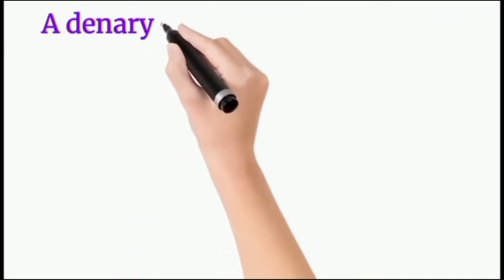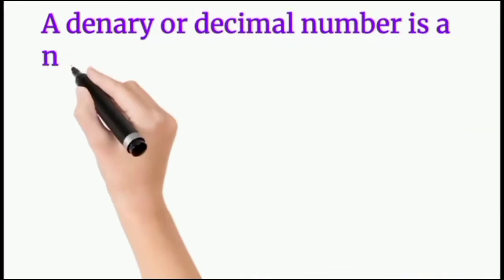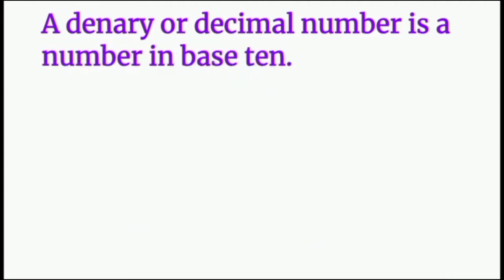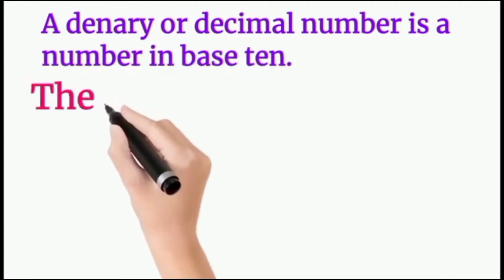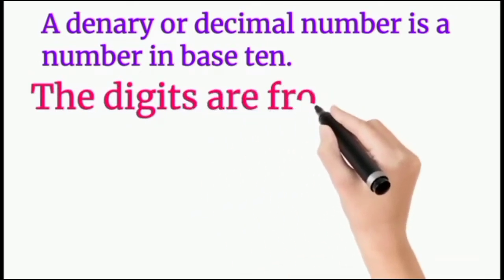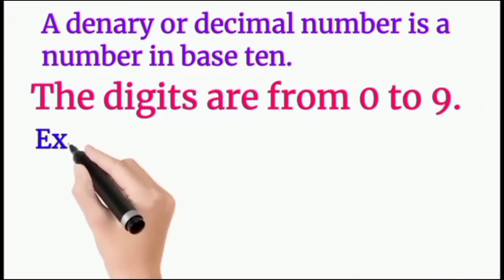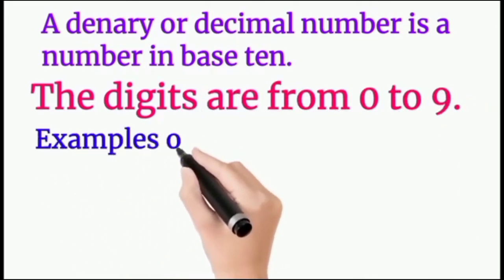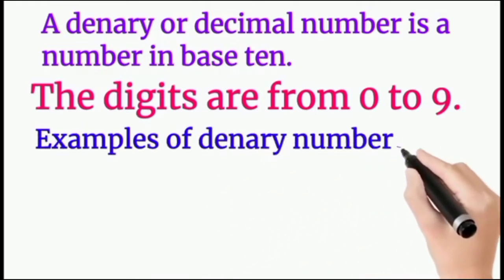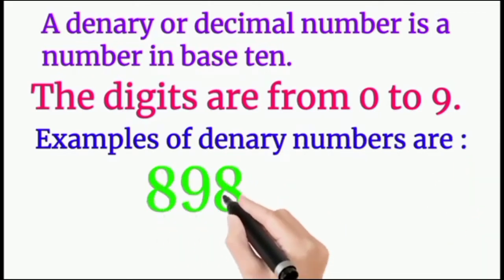On the other hand, we can say a denary or a decimal number is a number that is counted in base 10, or a number that has its base as base 10. Our natural counting system here in Nigeria is based on the base 10 counting system. So every base 10 counting number has digits from 0 to 9.